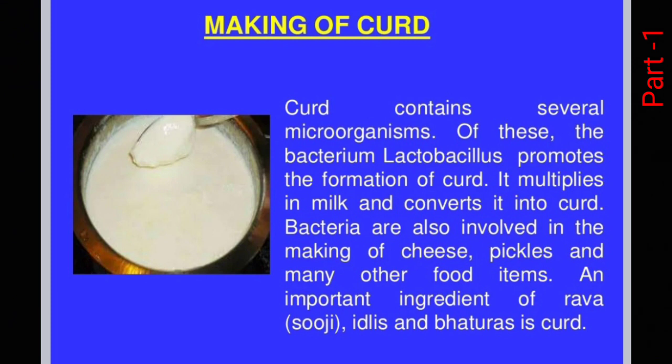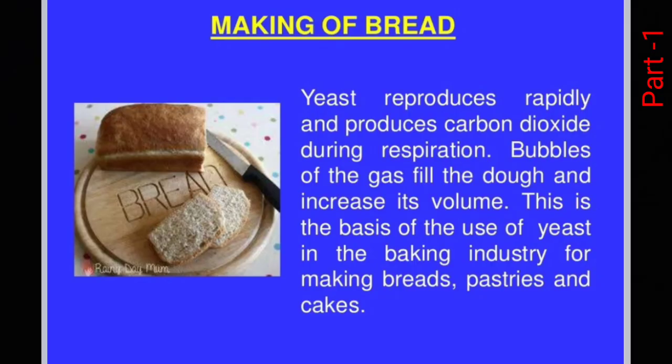Next is making of bread. So how is bread prepared? The microorganism that is present in the bread is called yeast. Yeast reproduces rapidly and it produces carbon dioxide gas during respiration.